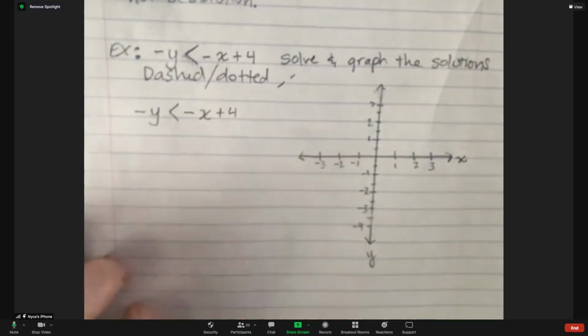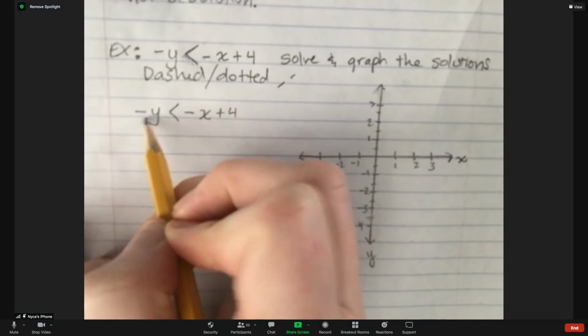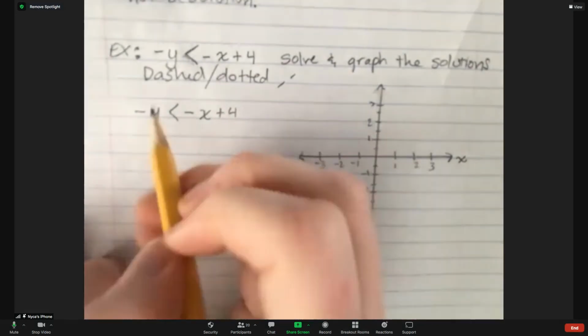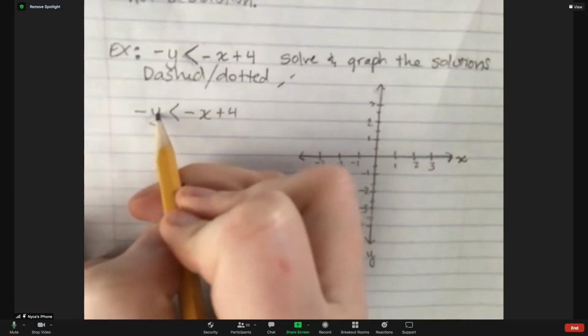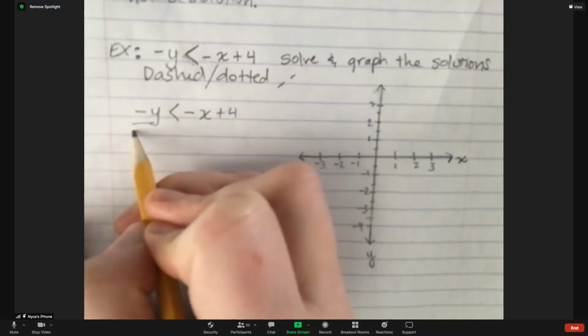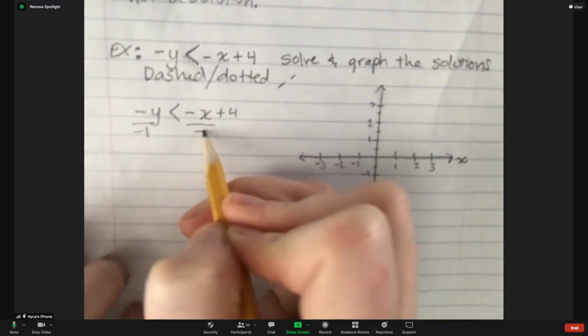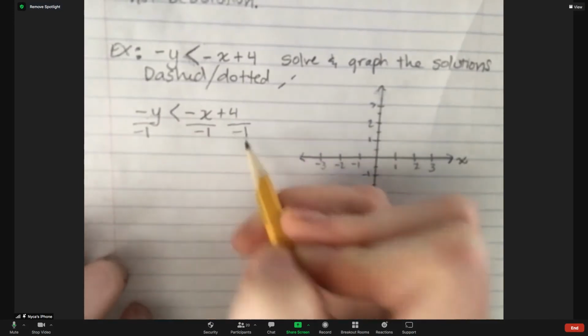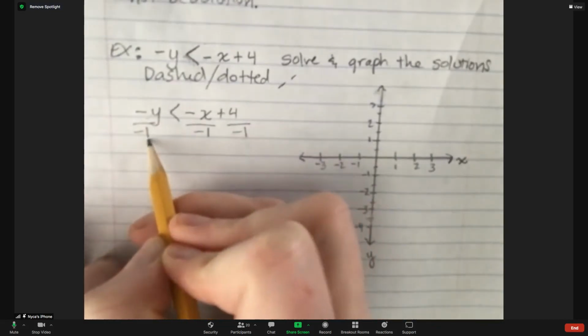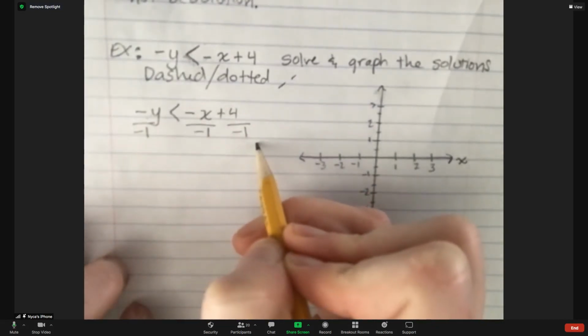You cannot leave a number or a negative sign in front of the y. So you must get rid of that. Since it's y times negative 1, you divide by negative 1, divide by negative 1, divide by negative 1. What you do to one side, you do to everything on the other side.